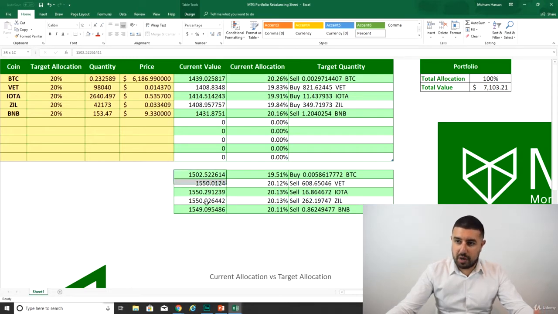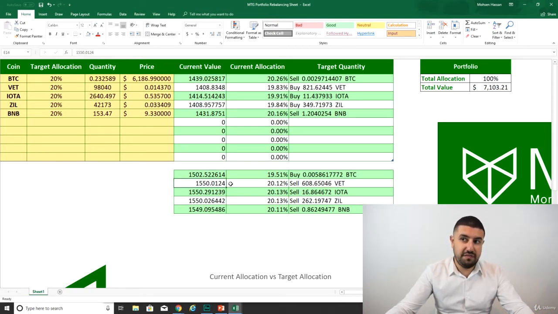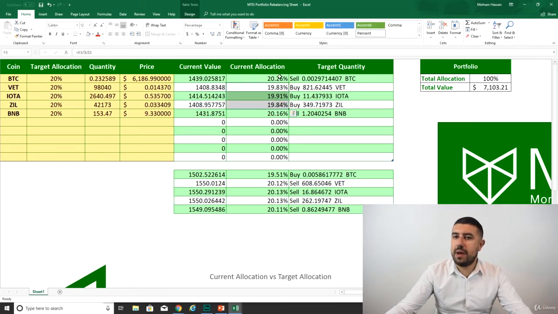So even though everything dropped in value, like even my Bitcoins, I had 1,500 worth of Bitcoin, now I have 1,439. But these ones I had 1,550 and now I have 1,408. They dropped way more. And so now that gives me the opportunity to rebalance. Right now, since these things dropped way faster, I'm going to take some of my Bitcoins and sell them. So I don't need all this Bitcoin.